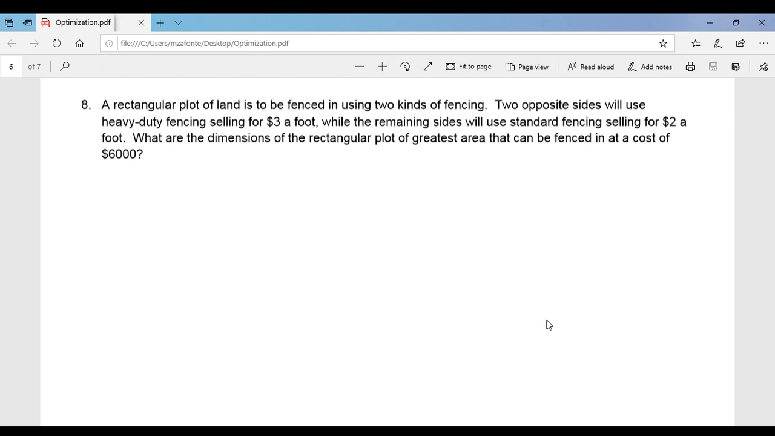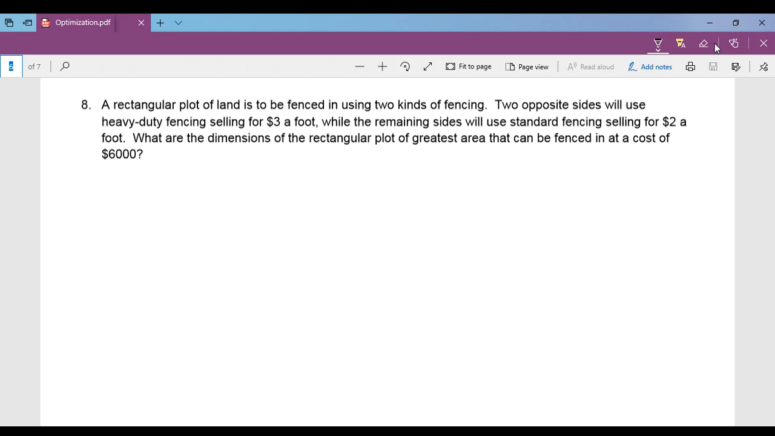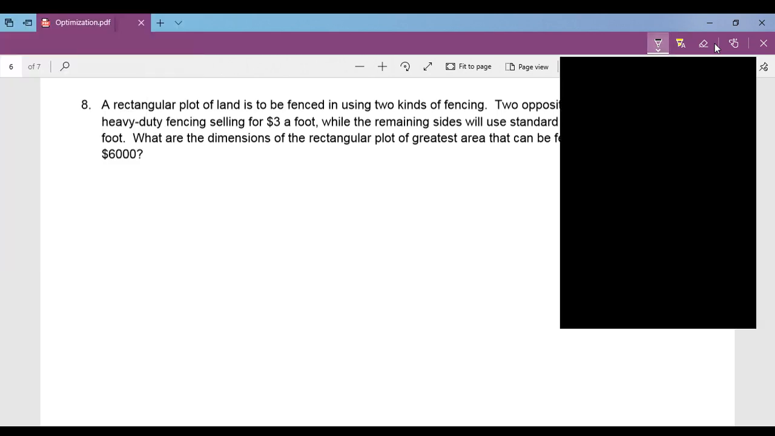All right, let's go over questions 8 and 9. Two awesome questions. They look very similar, yet they are very different. It says a rectangular plot of land is to be fenced in using two kinds of fencing.